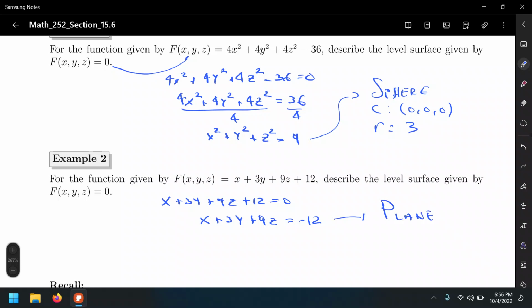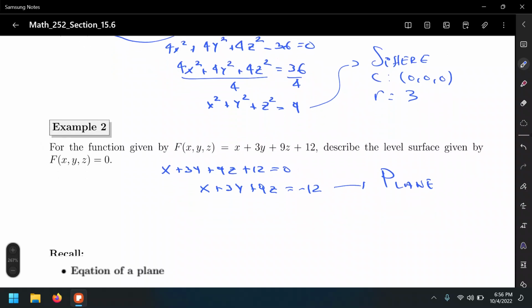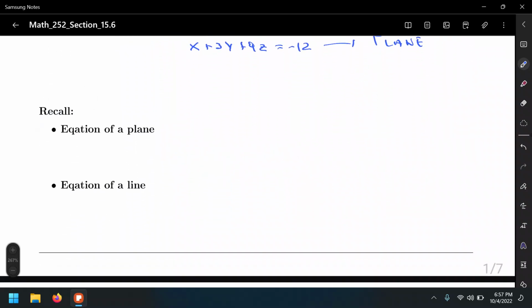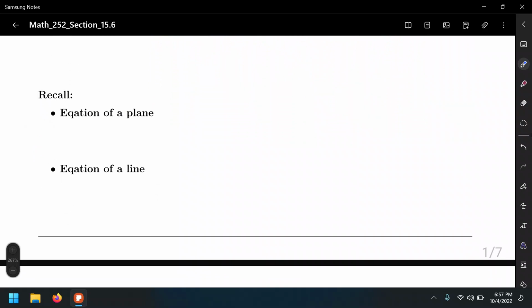Whenever we have exponents equal to 2, we have a bunch of possibilities such as paraboloids, cylinders, hyperboloids of 2 sheets, hyperboloids of 1 sheet, you name it. So there's a few. Again, we just need to look back to those equations.